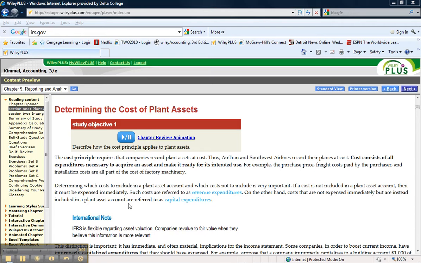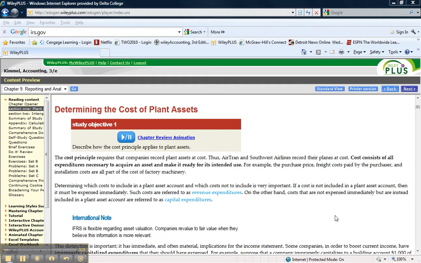Chapter 9 is about long-lived assets. Study Objective 1 gets at how do you record long-lived assets? What amounts do you put on the balance sheet when you buy them? So here you can basically do some reading, but essentially the rule is we use the cost principle.